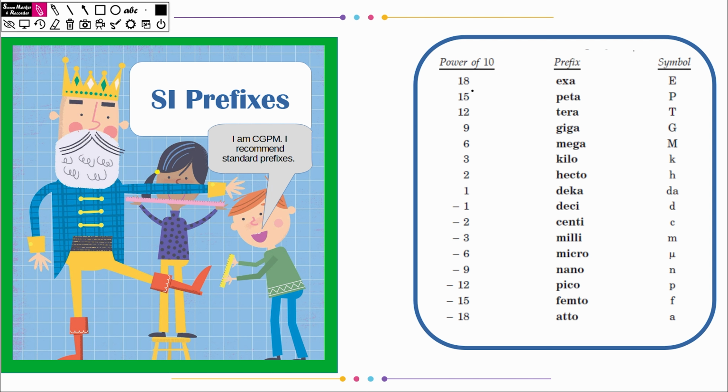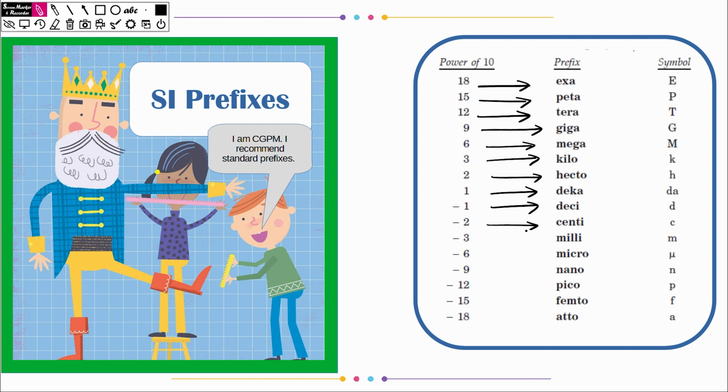They are expressed in powers of 10. First is exa, that is 10 power 18. Then we have 10 power 15, peta. Tera is 10 power 12. 10 power 9 is called giga. 10 power 6 is mega. 10 power 3 is kilo. 10 power 2 is hecto. 10 is deca. 10 power minus 1 is deci.